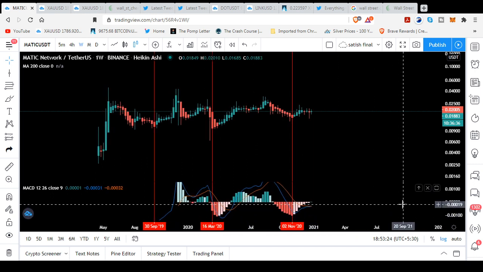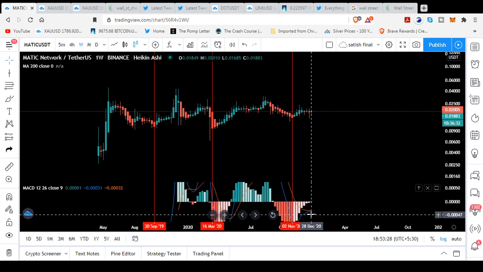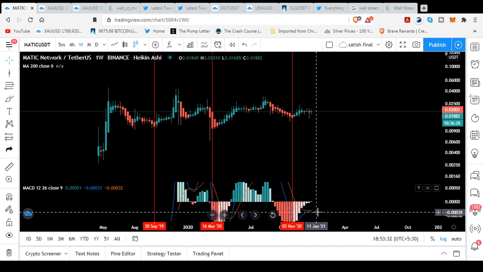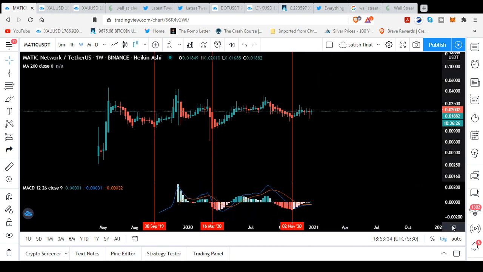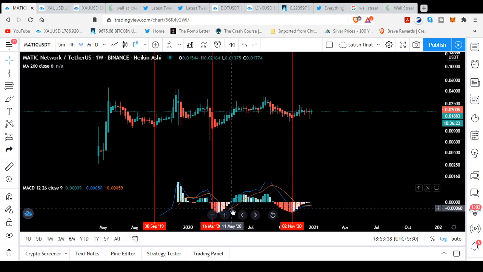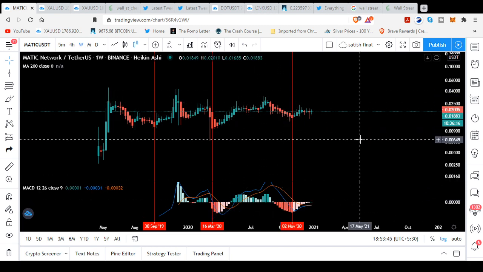Let me zoom out here. See the bullish crossover, the bearish trend has been completed and is about to cross. That means within one week we can see huge momentum here. Once there is a bullish crossover, if you see the blue line cross over the purple line, that means huge momentum, and an uptrend is there.